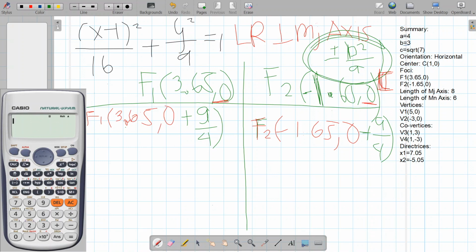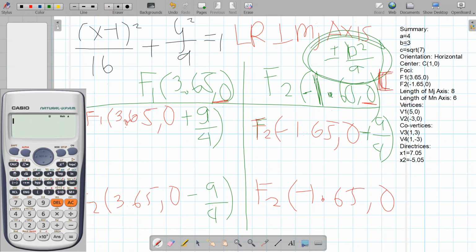Now the minus part is just the same. We just rewrite it. We have (3.65, 0), and instead of plus, we just write minus 9 over 4. The same goes with the second focus: (-1.65, 0) minus 9 over 4. Then we simplify.